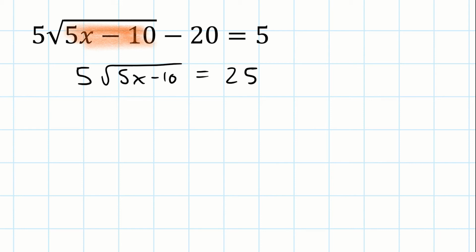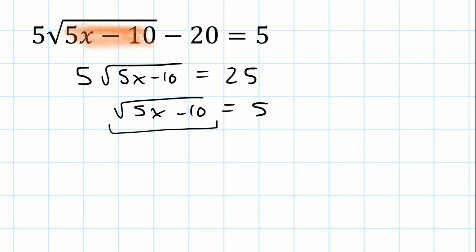And then if I divide both sides by 5, we get the square root of 5x minus 10 would equal 5. Now, the only way that this entire thing can equal 5 is if the thing inside is 25. And if you're not real comfortable with finding square roots, one thing you can do is just square this 5. When you do that, you can see that becomes 25. So the thing inside must be 25.